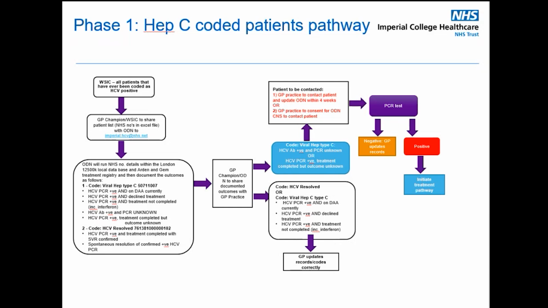And did the practice want to contact them, or were they happy for the operational network to contact them at Imperial? And the practice were happy for the Imperial colleagues to contact their patients. So it gives the opportunity for the operational network to capture those that have been lost to follow-up and offer them an opportunity to be tested. It also gives the GP practice a data cleansing opportunity where they can update the patient's records to make sure that they have hepatitis C resolved, so they no longer have hepatitis C active against their records.